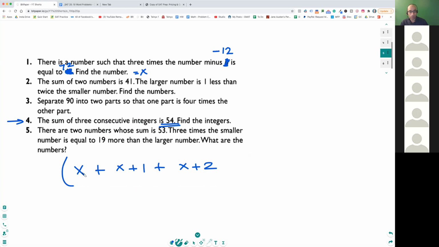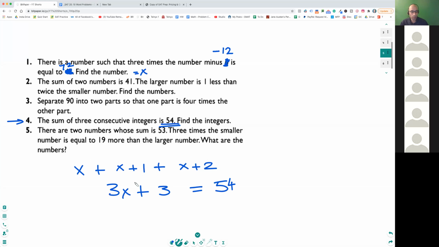Now you can get rid of the brackets and just group the x's together. So you get 3x, because x plus x plus x is 3x. And then 1 and 2, this should be a plus, when you add it, you get 3. So 3x plus 3 is equal to 54.